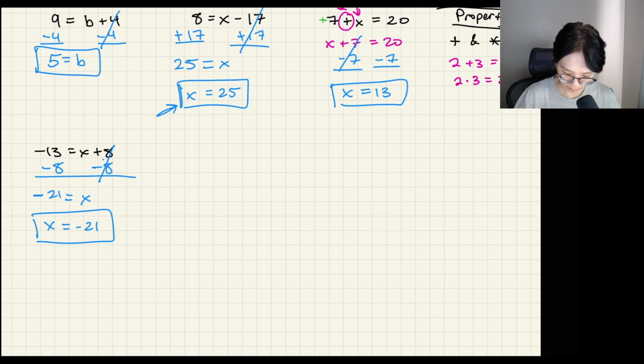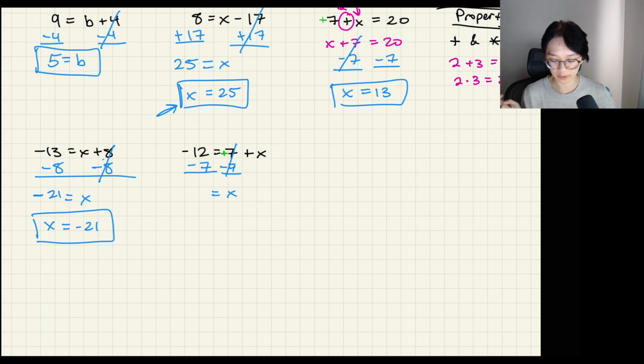Another example. Negative 12 equals 7 plus x. You have an invisible positive here, so you subtract 7, both sides. That cancels. x equals negative 12 minus 7, negative plus a negative. And it's just going to be negative 12 plus 7, 19. x equals negative 19.